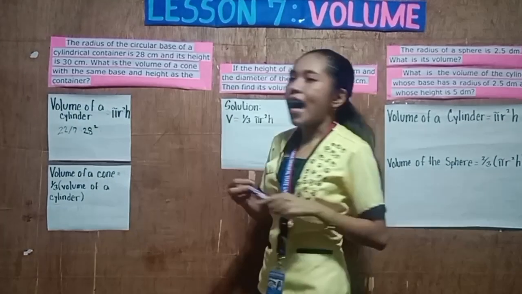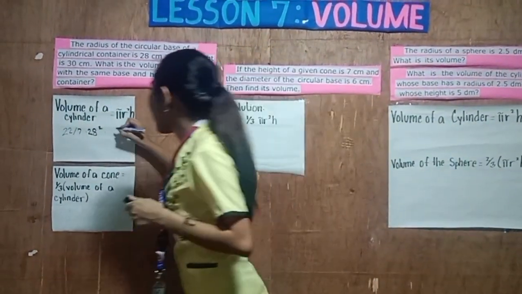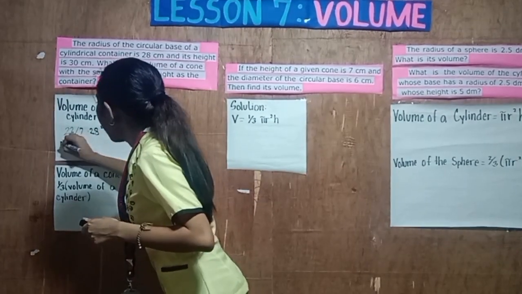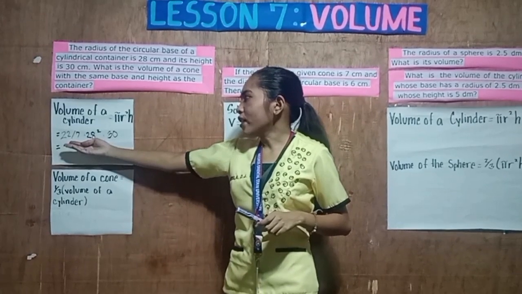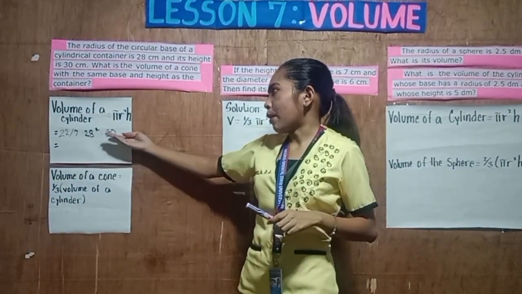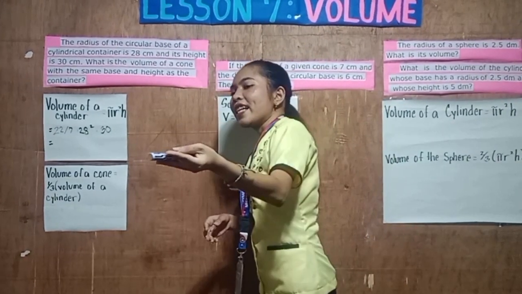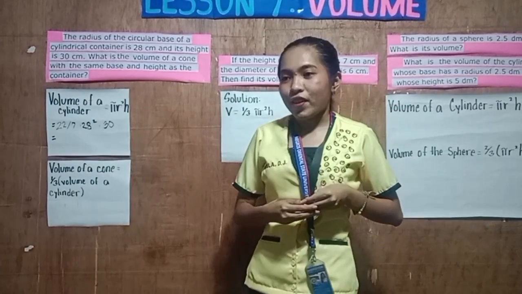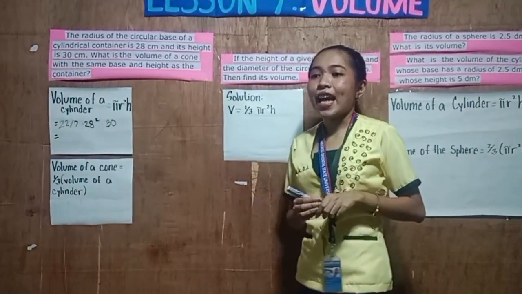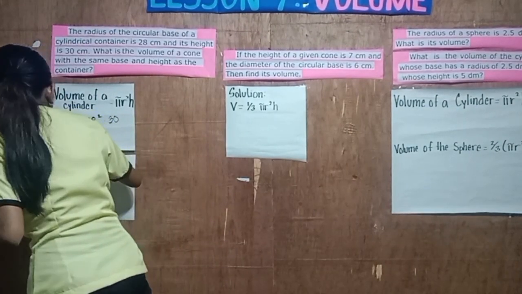How about our height? What's our height again? Very good, it's 30 centimeters. Now let's compute. What is 22 over 7 times 28 squared times 30? Who got the answer? Yes, Christine, your answer is very good. It's 73,920 cubic centimeters.